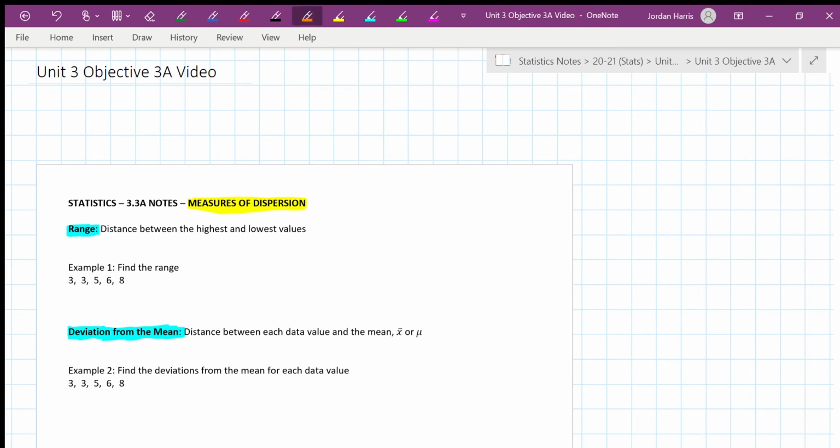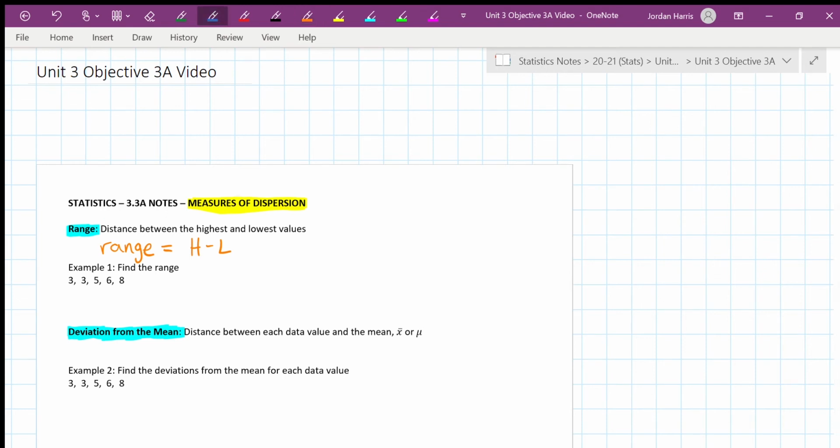So the range, there's no fancy symbol for this one. That's kind of how you can tell whether something is popular and used a lot in stats or not: if there's a fancy symbol for it. So the range is the high minus low. No fancy symbol. You just take the big number, subtract the small number.